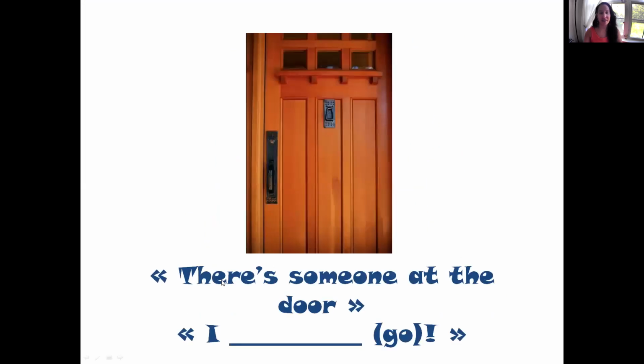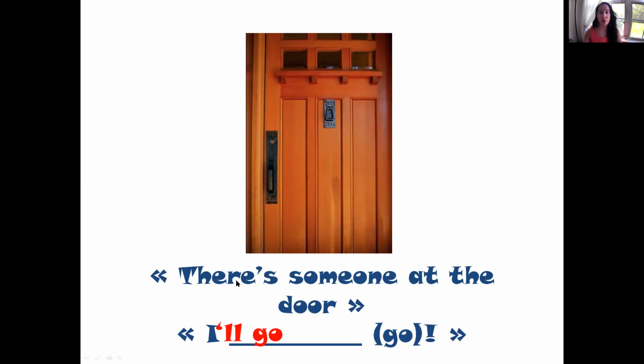Let's try this one. There's someone at the door. I blank go. So what would you do? Did you get it? There's someone at the door. I'll go. Now what's this contraction again? I'll or I will. Now repeat after me, because this is a tricky one, because most people can't say I'll. They usually say I will go. So remember, in order to be a great communicator, you have to listen to the sounds. So repeat after me. I'll go.